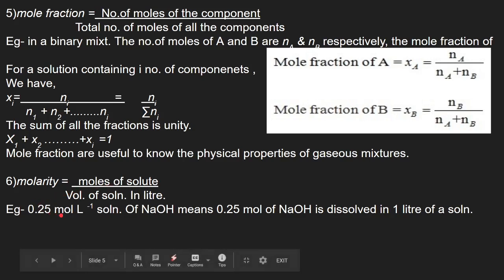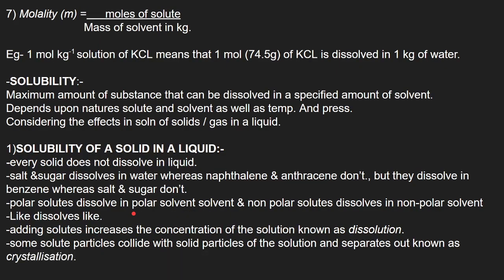For example, 0.25 mole per liter of solution of NaOH means 0.25 mole of NaOH is dissolved in 1 liter of solution. So this is the unit, and 0.25 means 0.25 mole of NaOH I am dissolving per liter of the solution. So that's molarity. The last formula is molality.